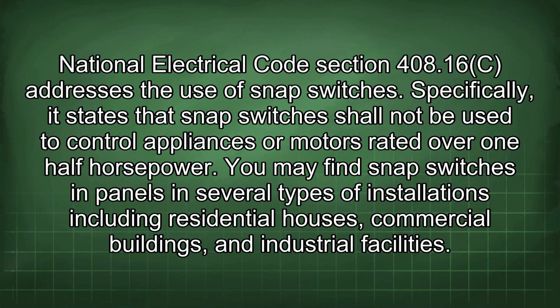National Electrical Code Section 408.16(C) addresses the use of snap switches. Specifically, it states that snap switches shall not be used to control appliances or motors rated over 1/2 horsepower. You may find snap switches in panels in several types of installations, including residential houses, commercial buildings, and industrial facilities.